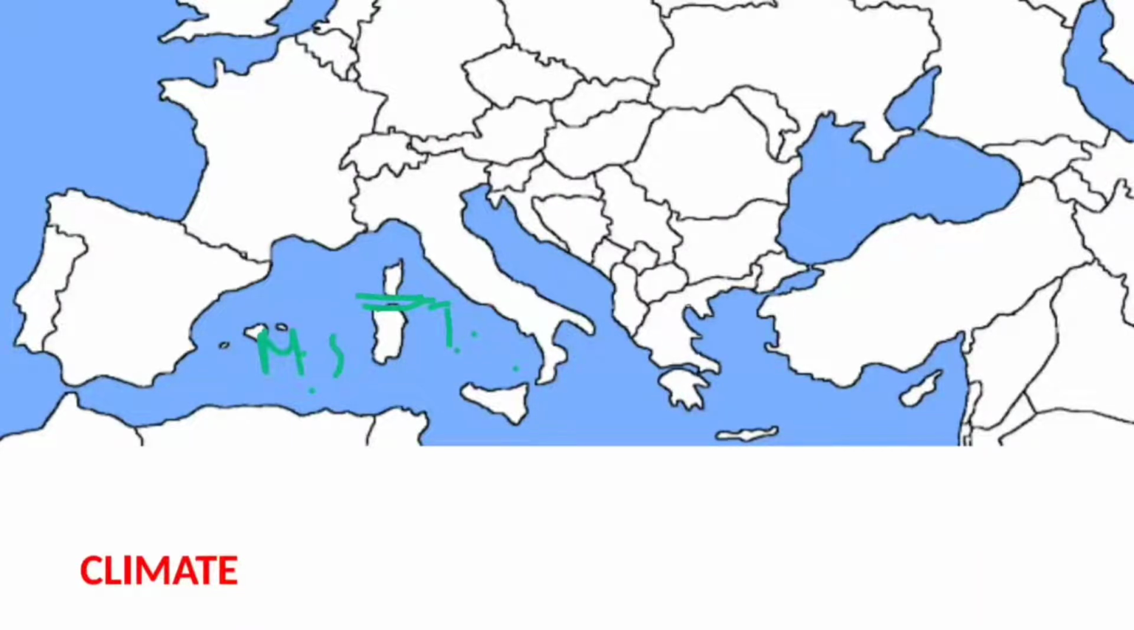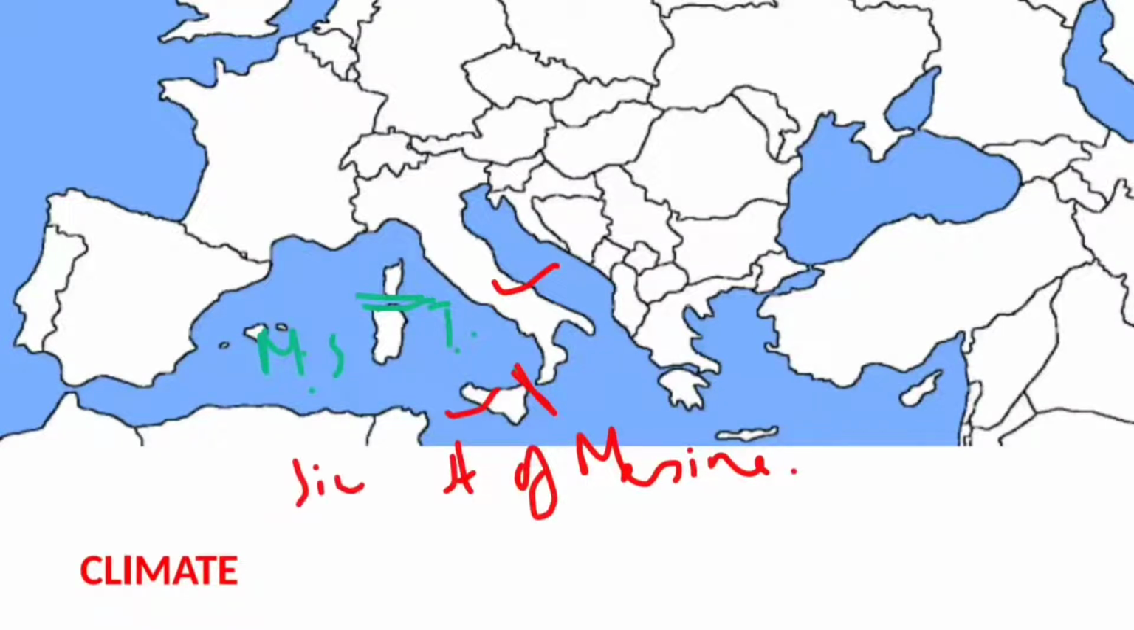Now we also have another strait called the Strait of Messina, and the Strait of Messina is separating Italy from Sicily. This is Sicily and this is Italy. So Italy is separated from Sicily by the Strait of Messina, but the Strait of Messina is connecting the Tyrrhenian Sea to the Ionian Sea, which is present to the south of Italy.